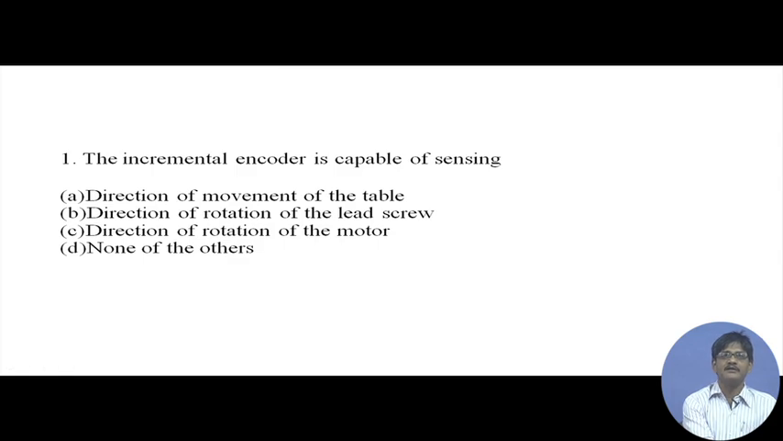The incremental encoder is capable of sensing. So, incremental encoder, remember, capable of sensing direction of movement of the table? No. Direction of rotation of the lead screw? No. Direction of rotation of the motor? No. None of the above.